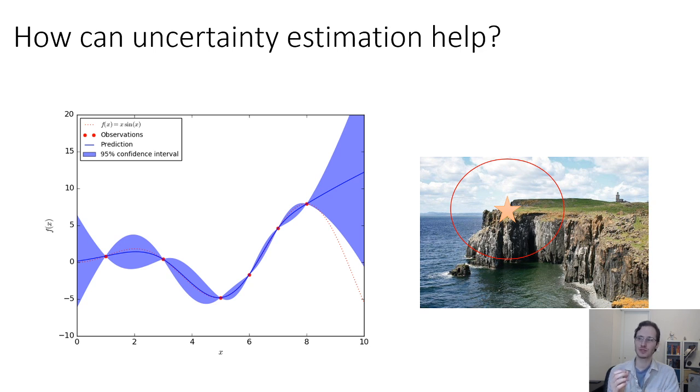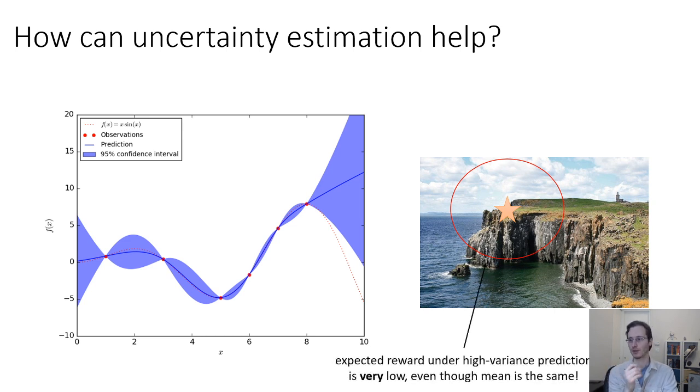So this is not really about the setting where the dynamics are noisy, this is about the setting where you don't know what the dynamics are. So there are many possible worlds that could be consistent with your data, and you'd like to take actions that are good in expectation under the distribution of those possible worlds given your data set. This is a fairly special kind of uncertainty. We would expect the reward under high variance predictions to be very low for when we approach the edge of the cliff if we're modeling the uncertainty correctly, even if the mean is the same.